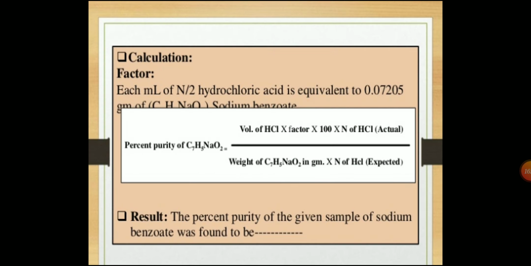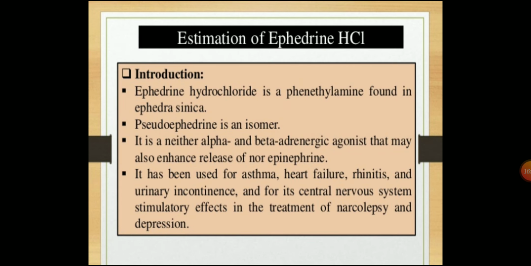Next is the calculation. As a factor, each ml of hydrochloric acid is equivalent to 0.07205 gram of sodium benzoate. This is the formula for the calculation. Percentage purity of the sodium benzoate is equal to this formula we can use, and last is the percentage purity of the given sample of sodium benzoate was found to be. Okay, these are the simple calculations for non-aqueous titrations.